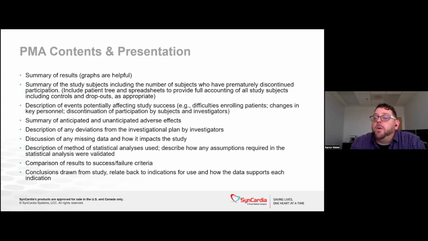Any deviations, right? Sometimes when you're executing studies, you can't execute to the plan. Situations change. So why did you deviate? What did you deviate to?